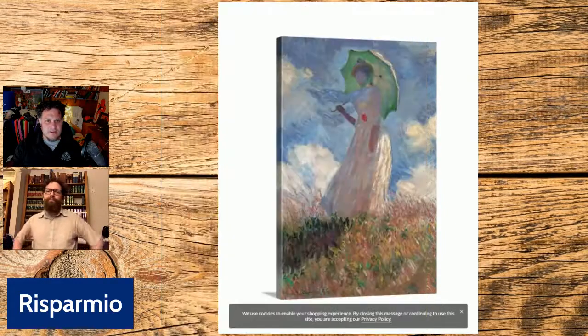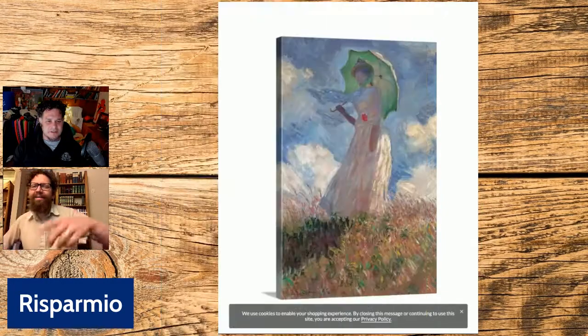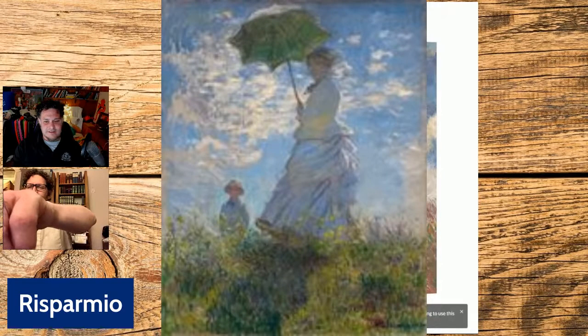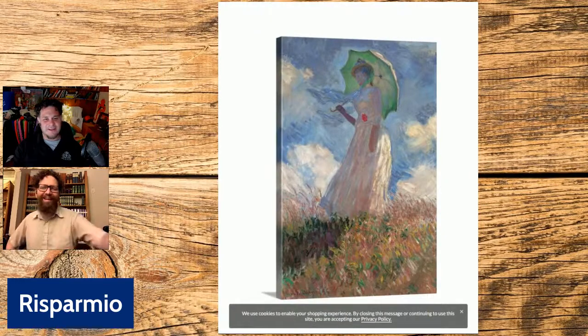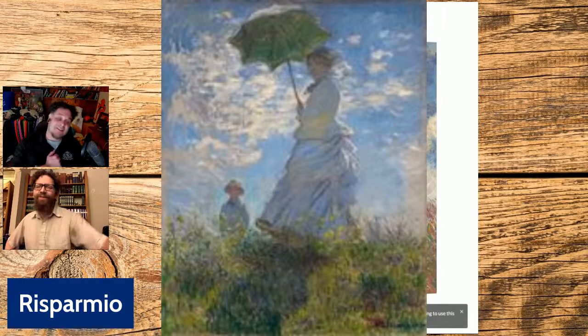So see, those are different pictures. I don't know what that red spot is. Plus the boy's missing in the background. They're totally different. All right, so this is the authentic one.